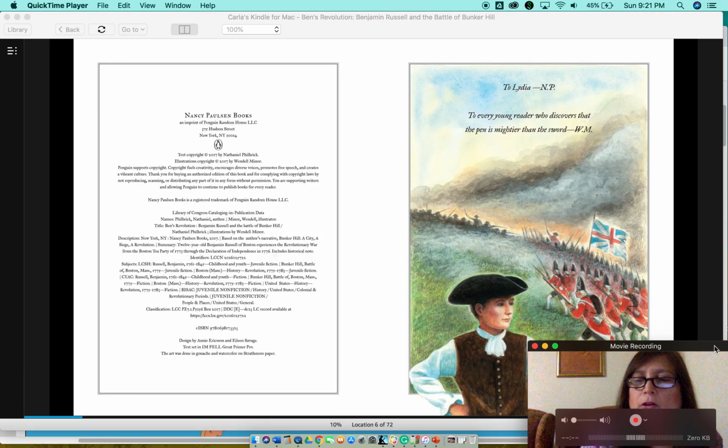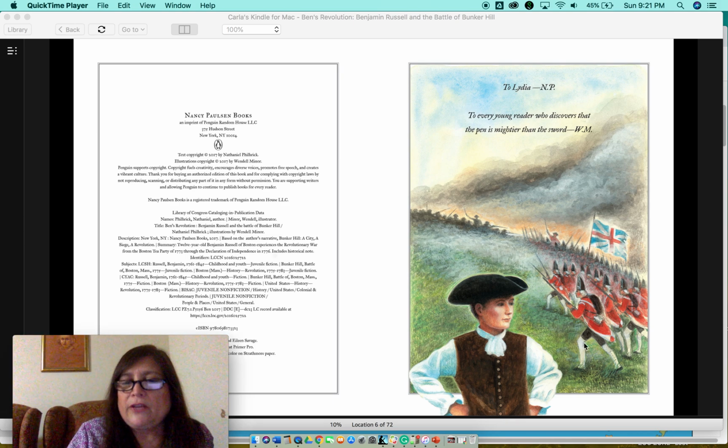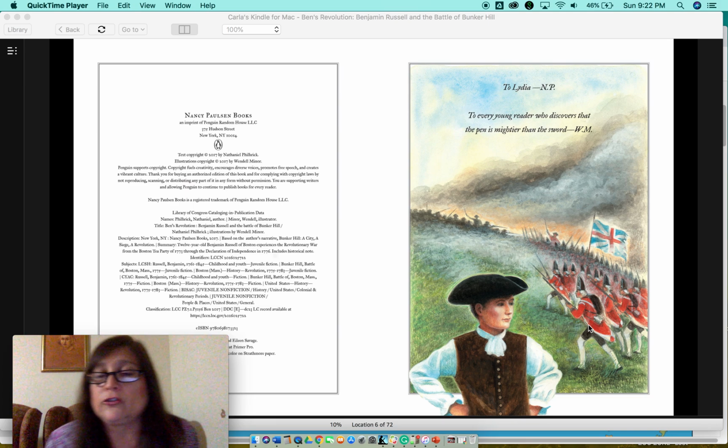Now I want you to look at this picture. What do you see here? Yes, we see probably this is Ben, but do you know who these soldiers are? These soldiers are the British soldiers. They used to be called Redcoats because their uniform was red. And we can see here the British flag. Over here are probably the Americans, the Patriots, and probably this is the war.